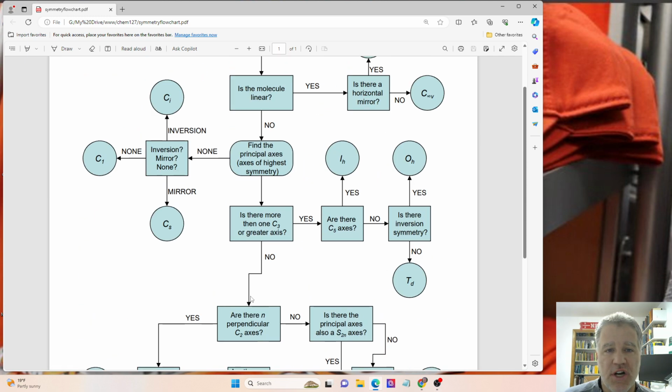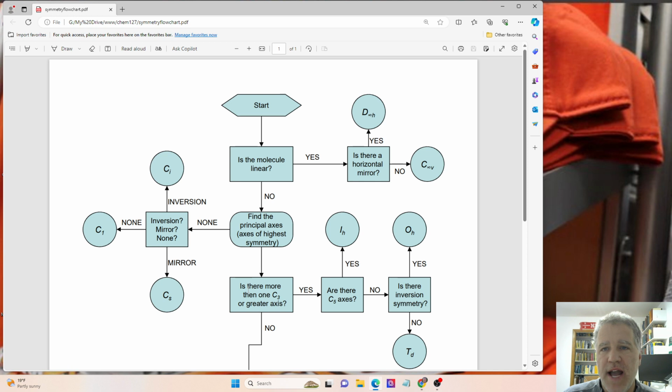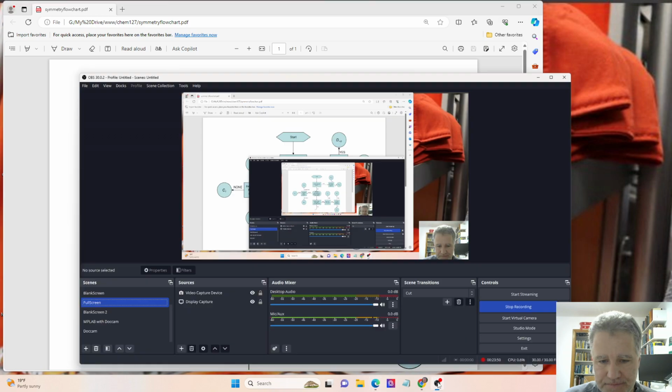Okay, so that's the flowchart, and now it's a matter of practicing the flowchart. So I'm going to go back to the room view, or the whiteboard view, and let's work through the flowchart together on a few molecules. And then I'm going to go to that website, and we'll be able to see how you can use that for extra practice.